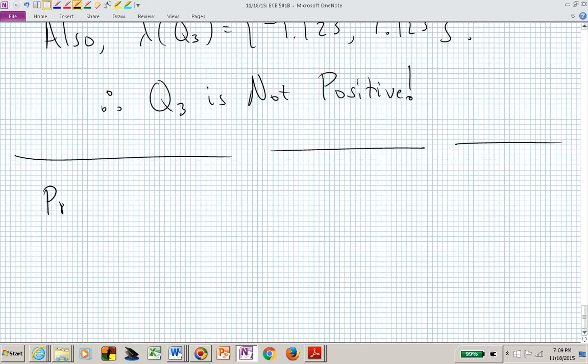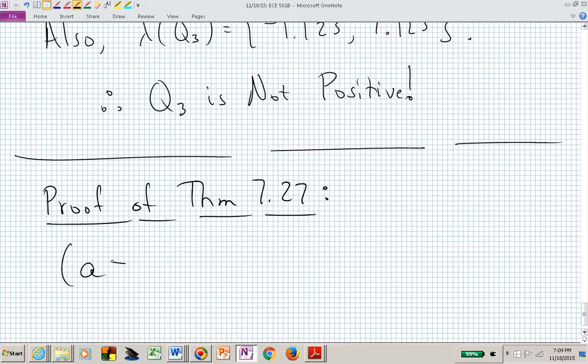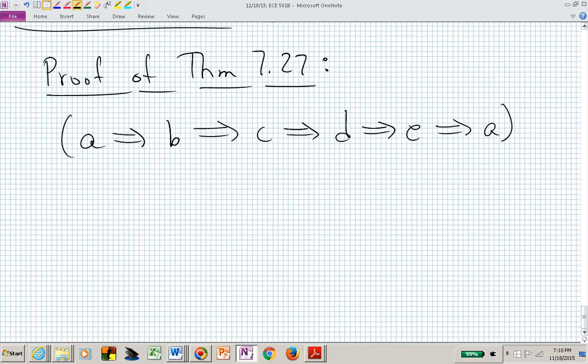So let's look at a proof of theorem 727, and as I just mentioned, we'll do this by showing that statement A is going to imply B, B is going to imply C, C is going to imply D. D is going to imply E, and then E we can show goes back, and we can find our tail so that now E implies A. Let's now look at the first implication, or that statement A can be shown equivalent to statement B.